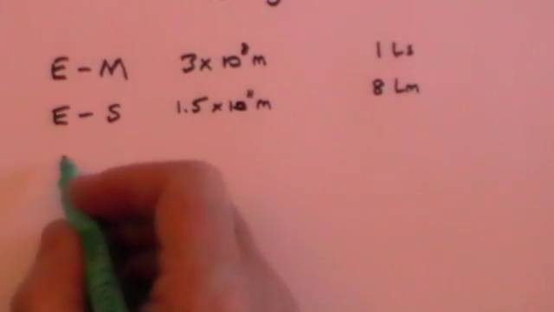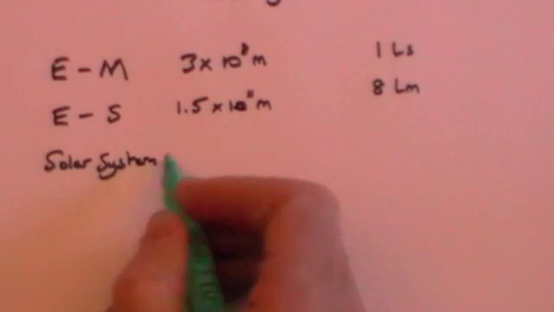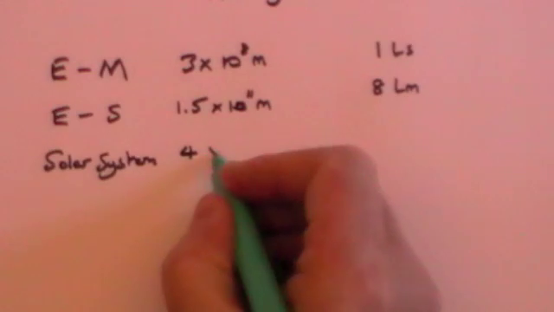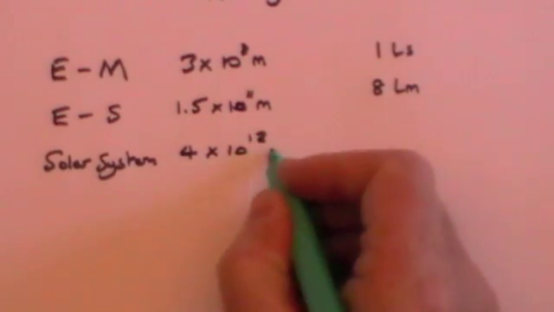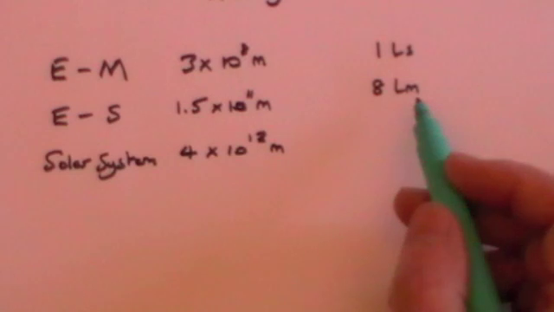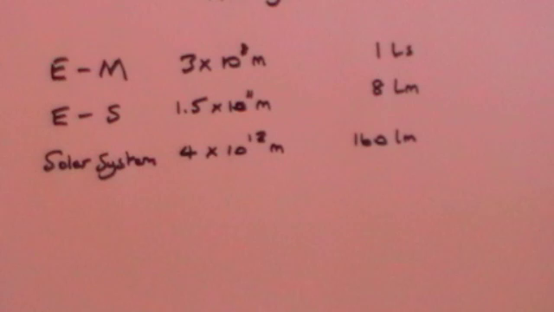What about the width or the diameter of the whole of the solar system? So if you travelled from the extreme edge of the solar system right the way across to the Sun in the middle and then to the other side, that would be 4 times 10 to the 12 metres, which is about 20 times the distance from Earth to the Sun. So that's about 160 light minutes, or if you like, nearly 3 light hours. So it would take light approximately 3 hours to travel from one side of the solar system to the other.